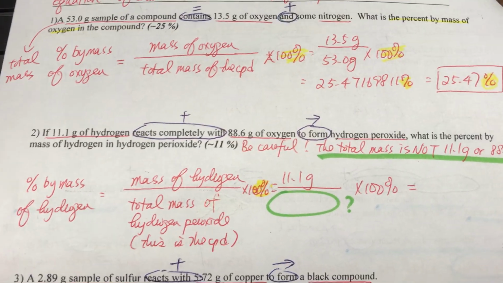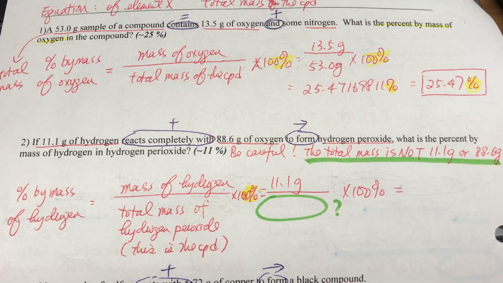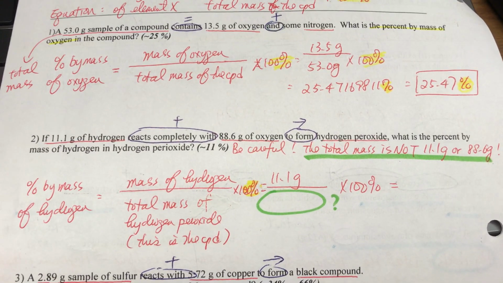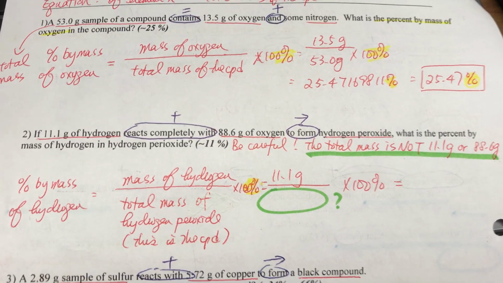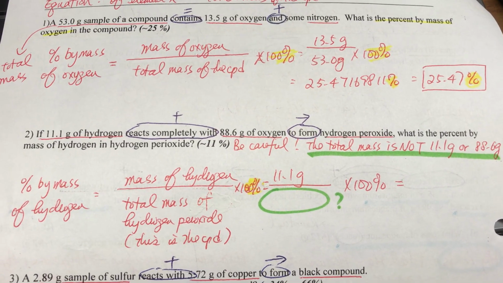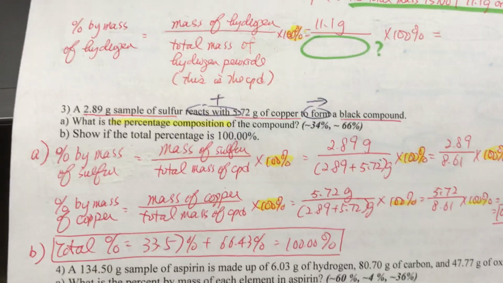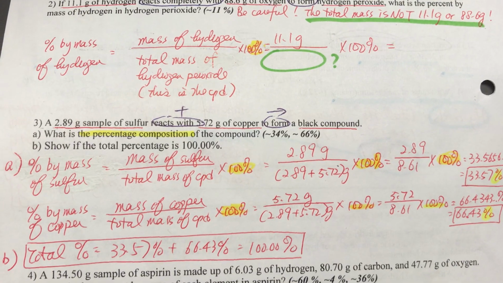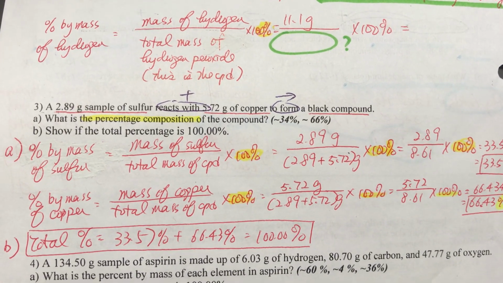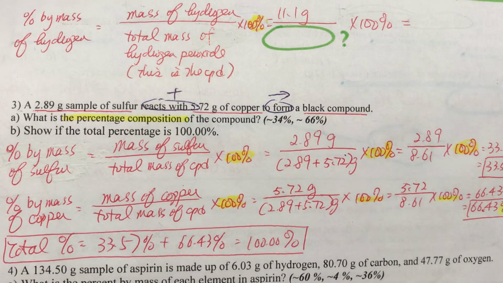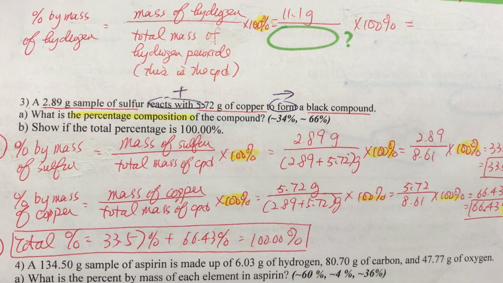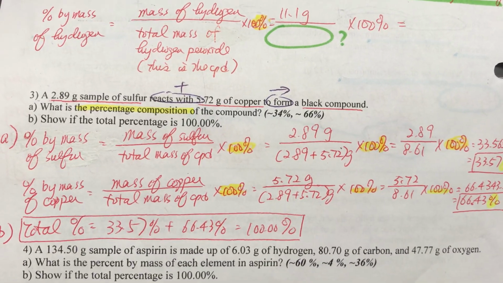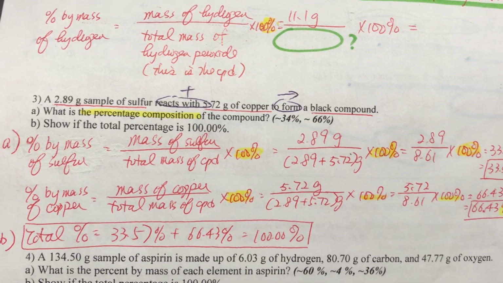Since you already know from page 1, hydrogen plus oxygen form hydrogen peroxide, and the reactant mass equals the product mass, and my product is hydrogen peroxide, you should be able to figure out the hydrogen peroxide mass. And question 3 is the same thing as before, but here we need to figure out the total mass of the compound. I have to add the sulfur and the copper mass together to find out the total mass. The total mass is the reactants added together.